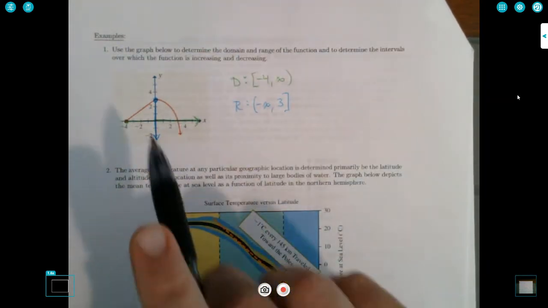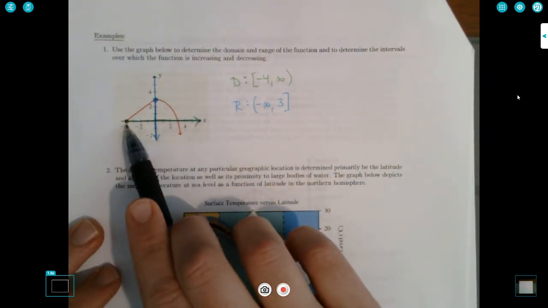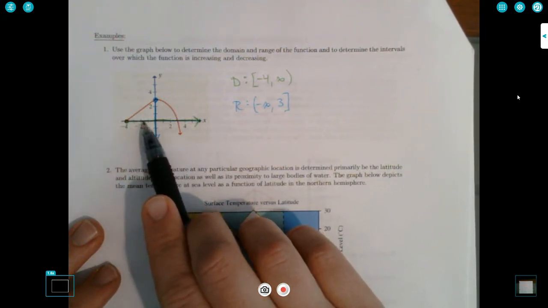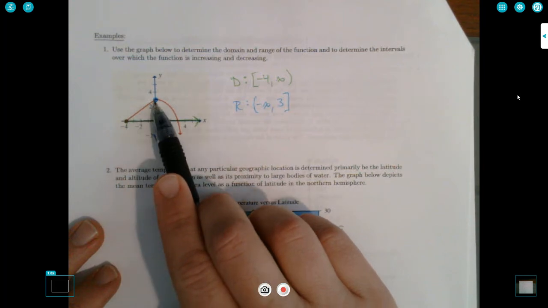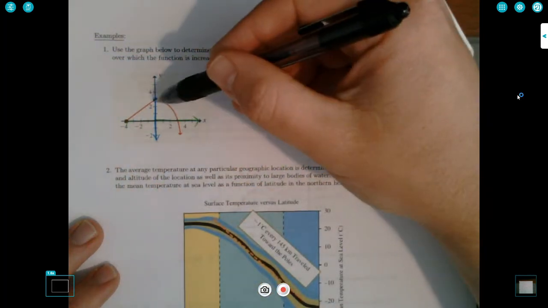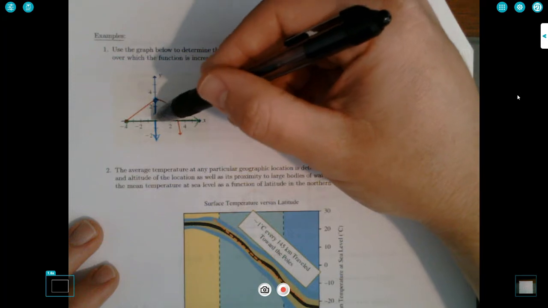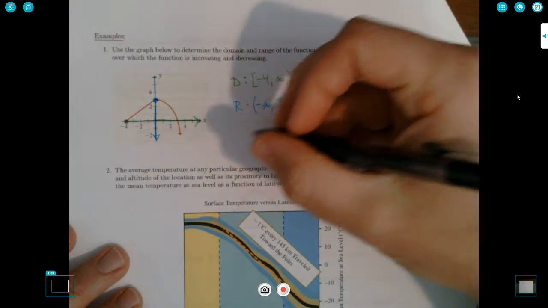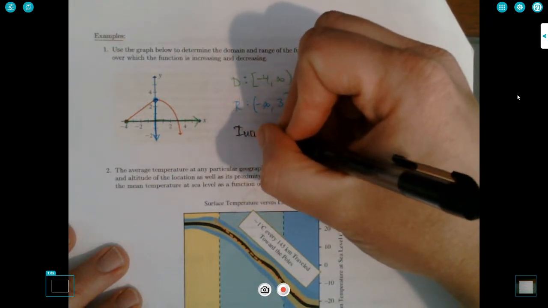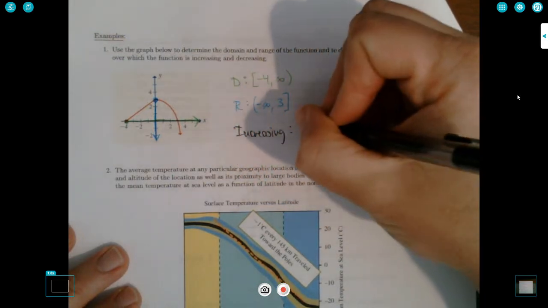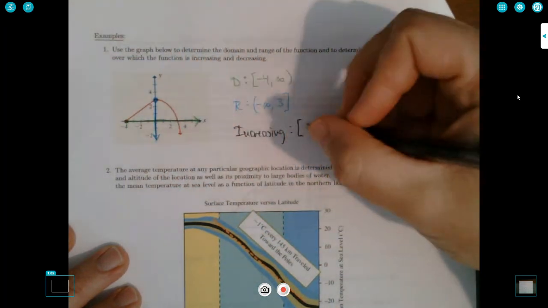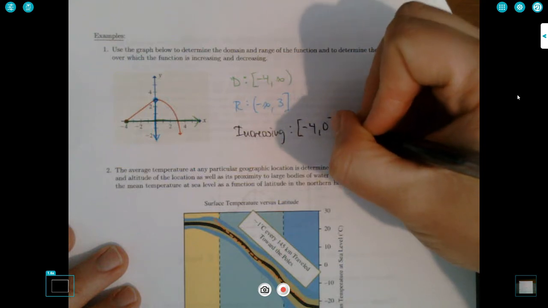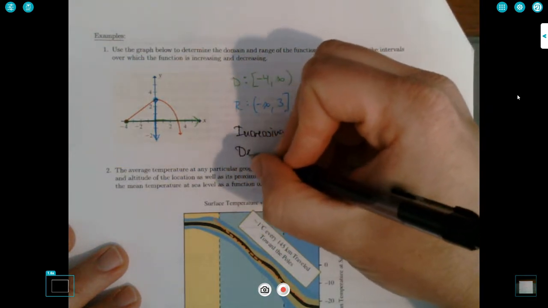So we say we increase from x equals negative 4 to 0. Right? So on that interval from x equals negative 4 to x equals 0, the function is increasing. Okay? And then we decrease from 0 to, it looks like from 0 to infinity. The function is decreasing. So we're increasing from negative 4 to 0, from x equals negative 4 to x equals 0. And then we are decreasing.